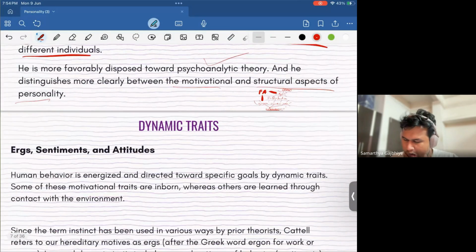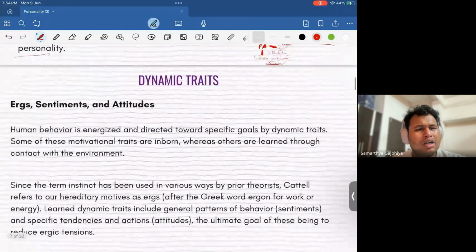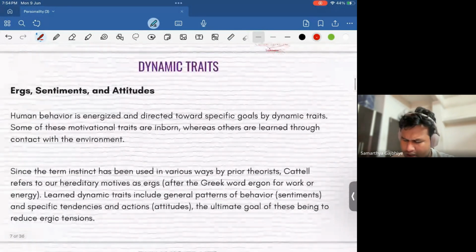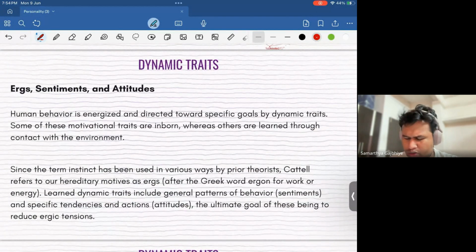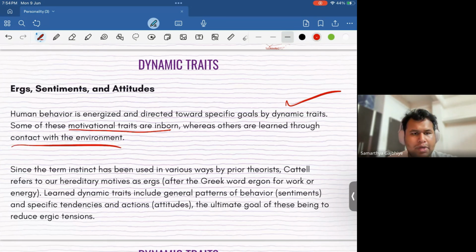अरे ठीक है. Okay, dynamic traits पे आते हैं. Erg, sentiments and attitudes is a small thing to tell you what is ergs, what is sentiments, and what is attitudes. Human behavior is energized, directed towards specific goals by dynamic traits. Different traits that keep changing are dynamic traits. Some of these motivational traits are inborn, others are learned through contact with the environment.